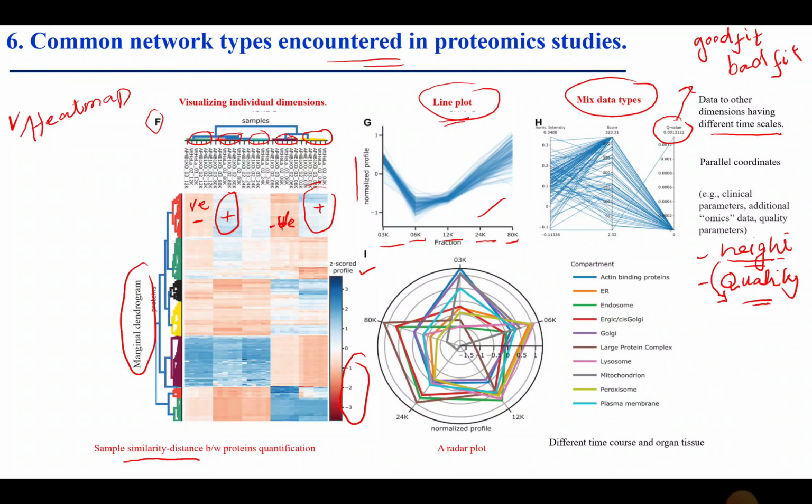Another way to represent the normalized expression profile when you are dealing with more than two treatments is through this radar plot. You can see here we have different times like 3K, 6K, 12K, 24K and 80K, and here each color is showing a different compartment like endoplasmic reticulum, endosomes, Golgi bodies and different lysosomes. So whenever we change the time, the location or the compartment also changes. So when we are dealing with different time courses and organ tissues, we can represent our data through these radar plots as well.